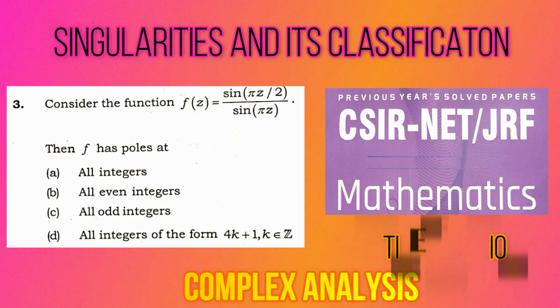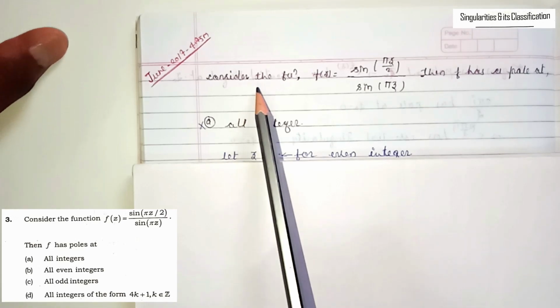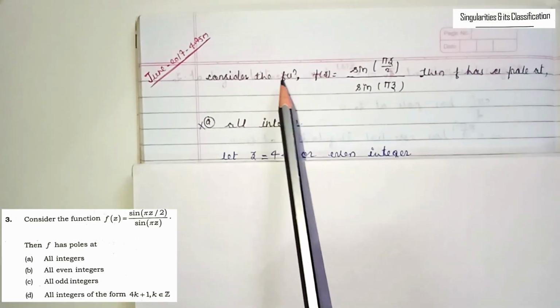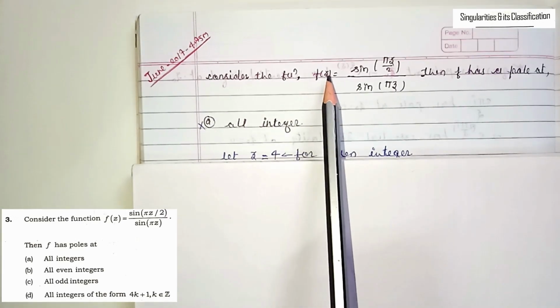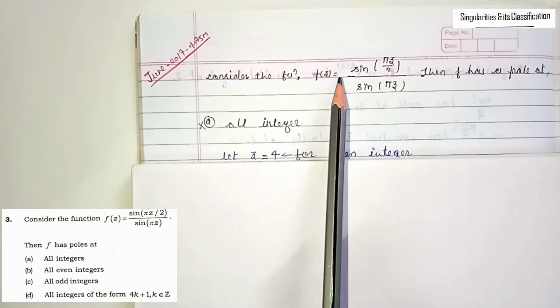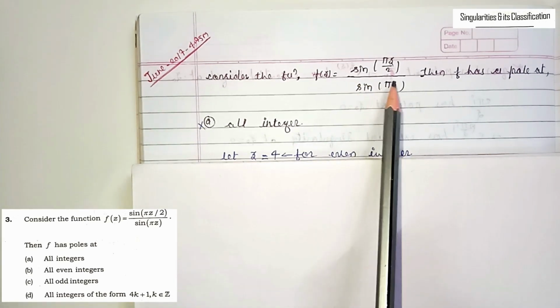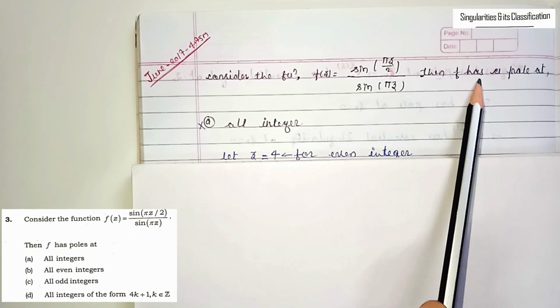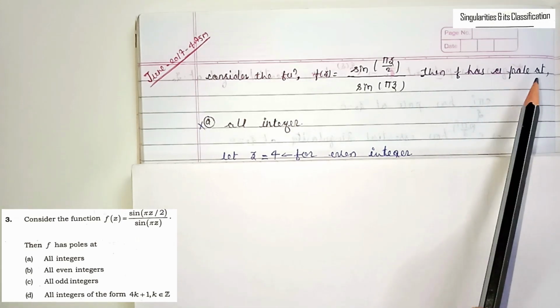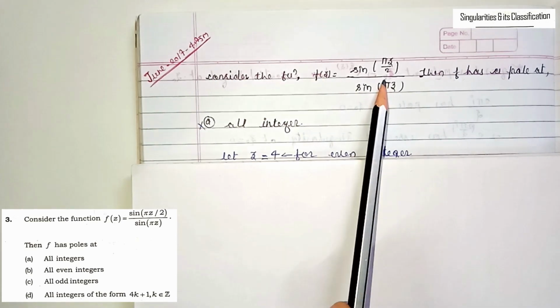First of all, I'm going to explain the question, and then we'll move on to a detailed understanding of the solution. Here in our question we are given: consider the function f(z) = sin(πz/2) upon sin(πz). Then f has a pole. So we have to check when we have a pole for our function f(z).